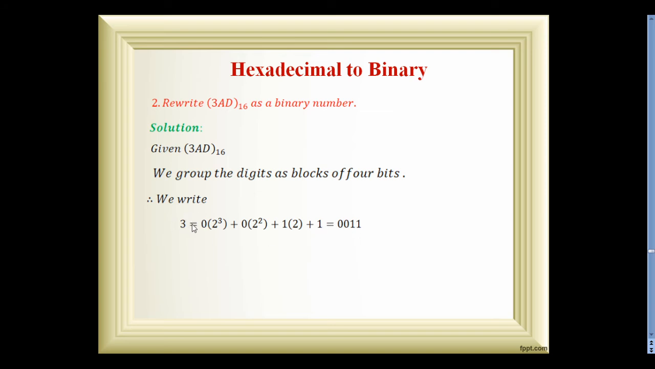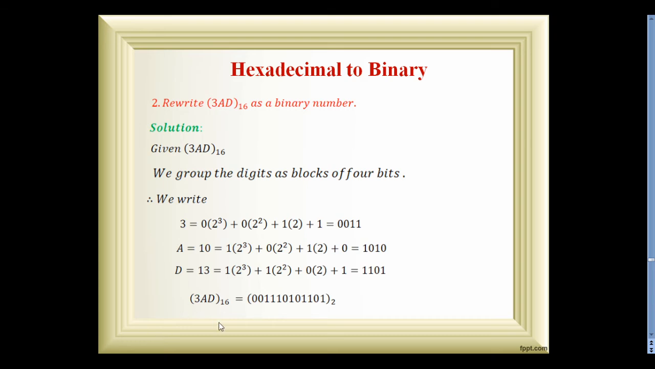So that can be written as 0, 0, 1, 1. Then you take A. What is A value? That you know it is 10. So that can be written as 1 into 2 cube, 0 into 2 square, 1 into 2 plus 0, which is 1, 0, 1, 0. Next one is D. D is 13. And 13 can be written as 1 into 2 cube, 1 into 2 square, 0 into 2 plus 1, which is 1, 1, 0, 1.